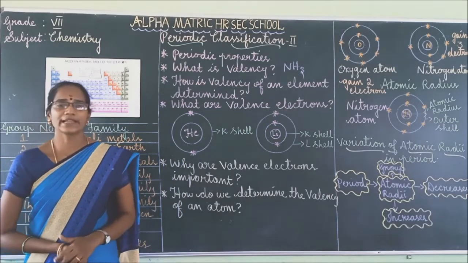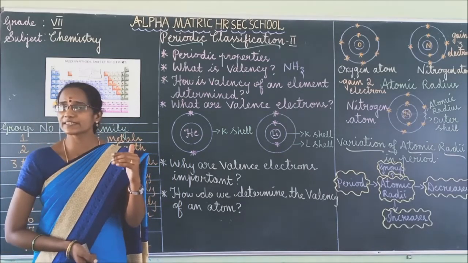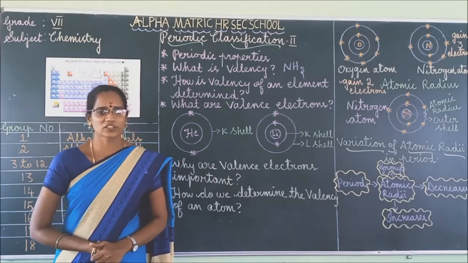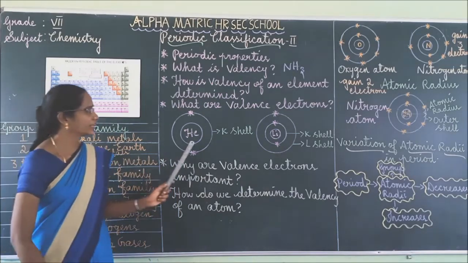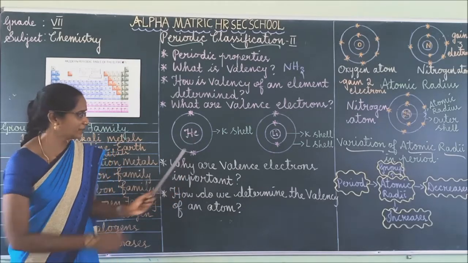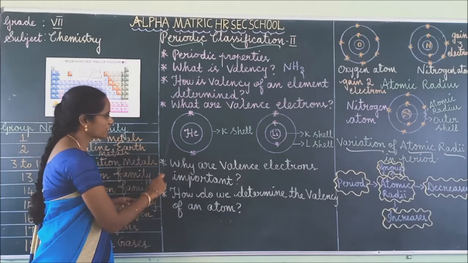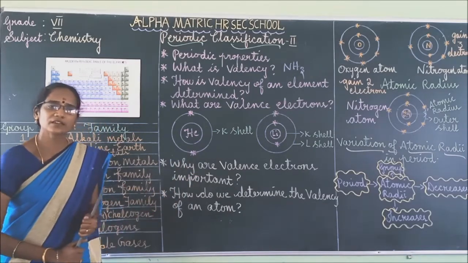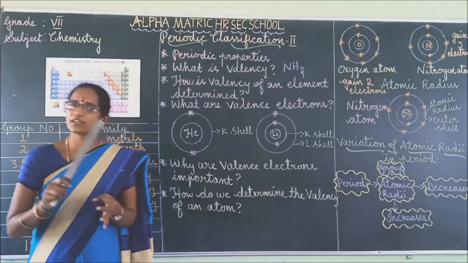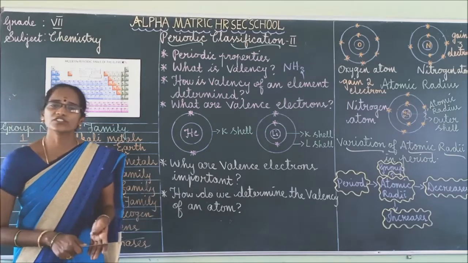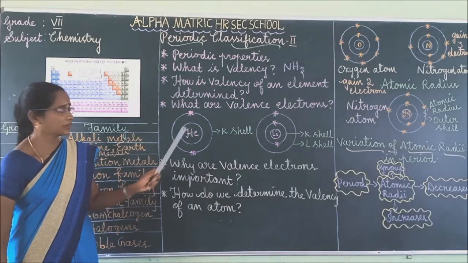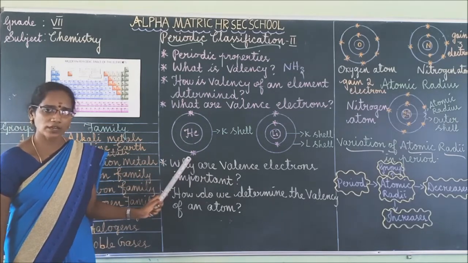The electrons which are present in the outermost shell of an atom are called the valence electrons. For example, we can take the helium atom. So this is the helium atom. This is the first shell. First shell is called the K shell. Second shell is the L shell. Third shell is the M shell. Fourth shell is the N shell. And it will go on like this. Right. So, in the first shell, 2 electrons are present.